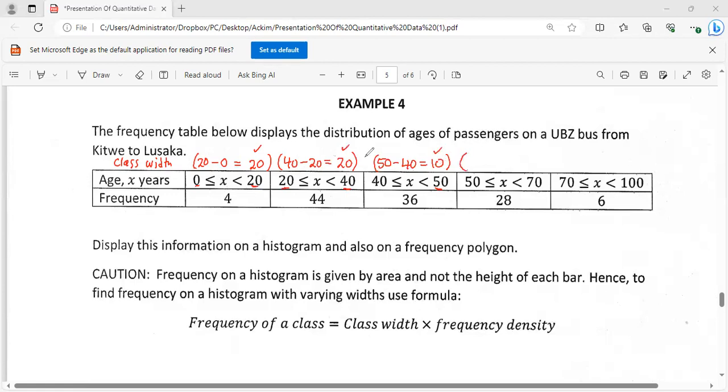That's why the frequency density now plays a very important role, because now we look at the width of the class. So even there you're going to have 70 minus 50 and you get 20. And then you have 100 minus 70, then you have 30. So you can see that my class widths are different. So a frequency histogram is given by the area, not the height of each bar. Hence, find the frequency on the histogram with varying width using the formula: frequency of a class is class width times frequency density. So we will find the frequency density now.